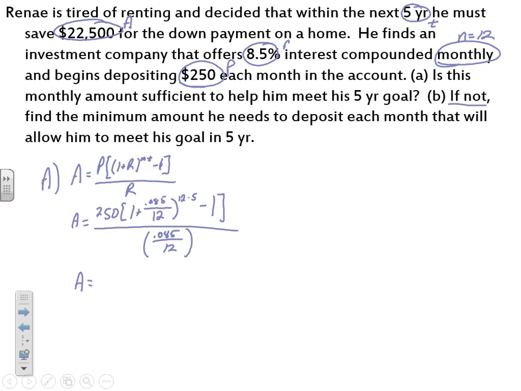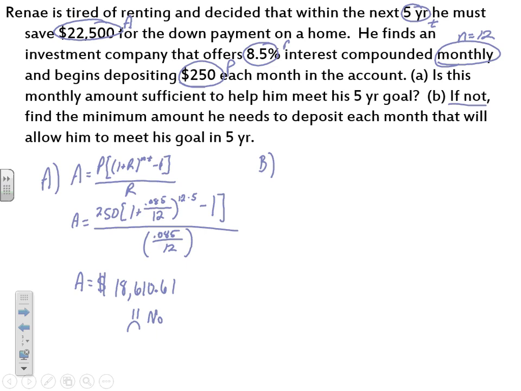And in this case, Renee will have, after 5 years, $18,610.61. So unfortunately, no, he will not reach his goal, which really wasn't surprising based on the way that part B said if not, but we needed to make sure that we could actually get the correct number for why he's not going to make it. Okay, so let's try it again.